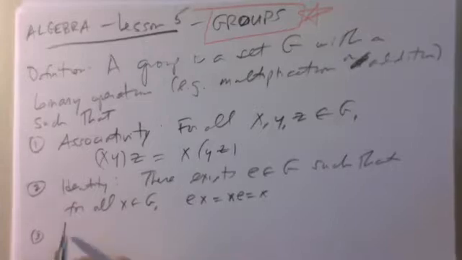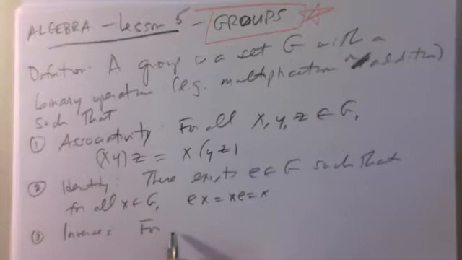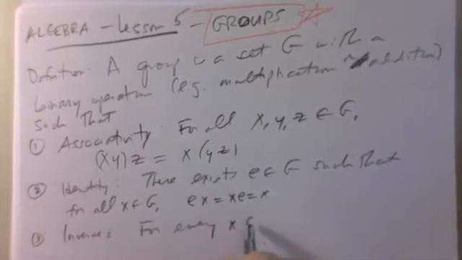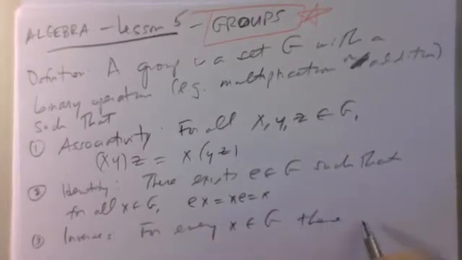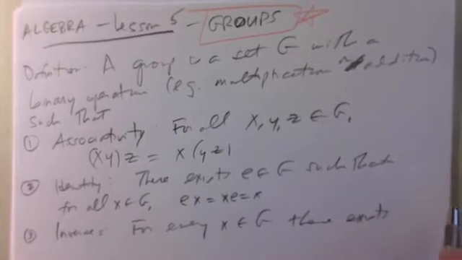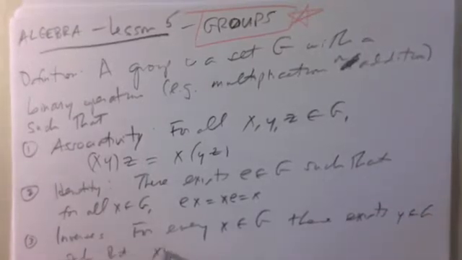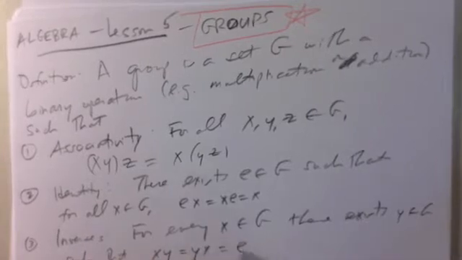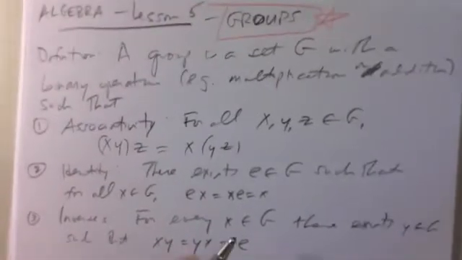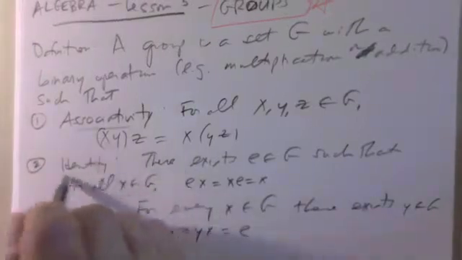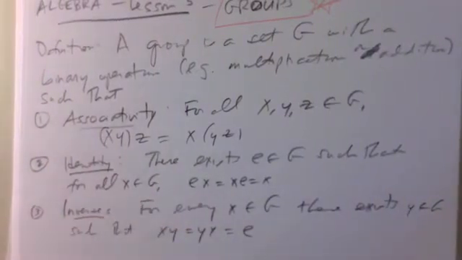And third, we have inverses. For every x in the group, there exists an element y in the group such that x times y and y times x equals the identity. So a set with a binary operation that satisfies these three properties is called a group.